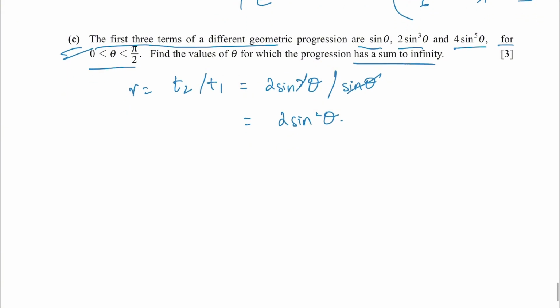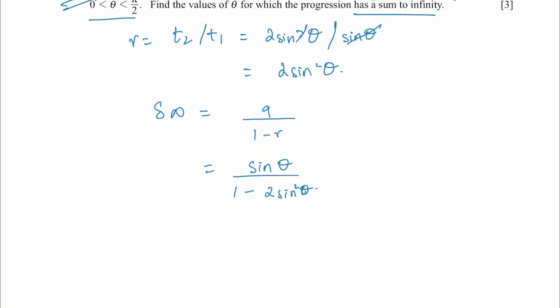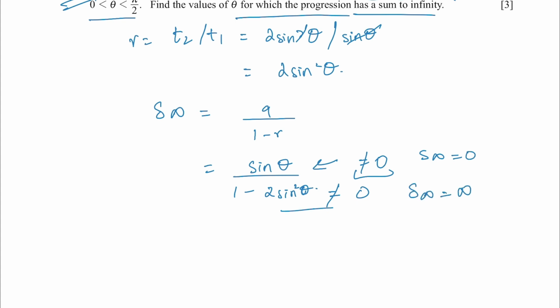Now we need to calculate the sum to infinity. Our sum to infinity looks like a over 1 minus r. We have our a as sine theta, and we have our r as 2 sine squared theta. So this would look something like this. And for the sum to infinity to exist, this shouldn't be equal to 0, and this shouldn't be equal to 0. Because if this is 0, sum to infinity would be 0. And if this is 0, sum to infinity would be infinity, which means it doesn't exist.